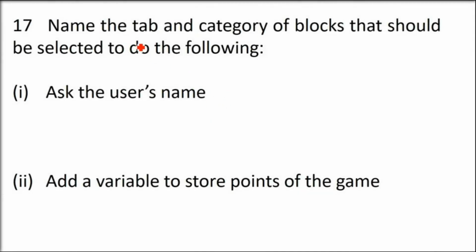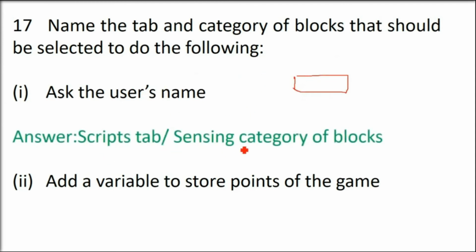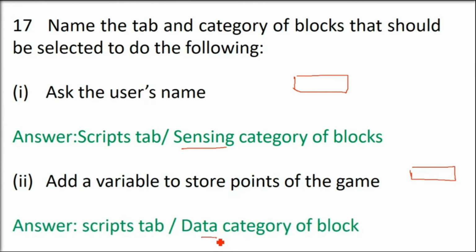Name the tab and category of blocks that should be selected to do the following. Ask the username. Whenever you ask the username, in the script tab, we have to choose the sensing category of blocks. And if you want to add a variable to store points of the game, if you want to create some variable basically, then in the script tab we use the data category.